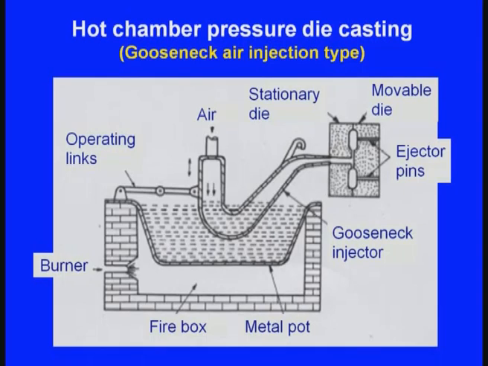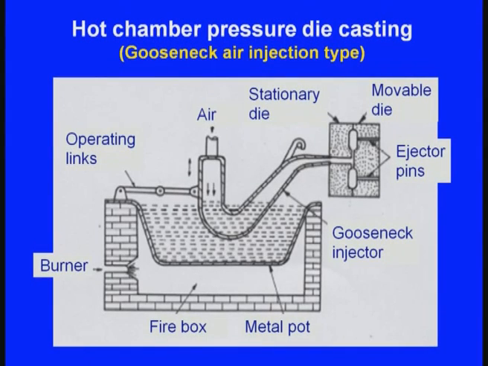See, this is that hot chamber pressure die casting machine, and here we can see this is the furnace. You can see here is the molten metal, and initially the metallic blocks will be kept inside this furnace, in this metal pot. Then here there is a fire box. In this fire box, coke or oil will be burnt, and because of that, the blocks will be melted and there will be molten metal.